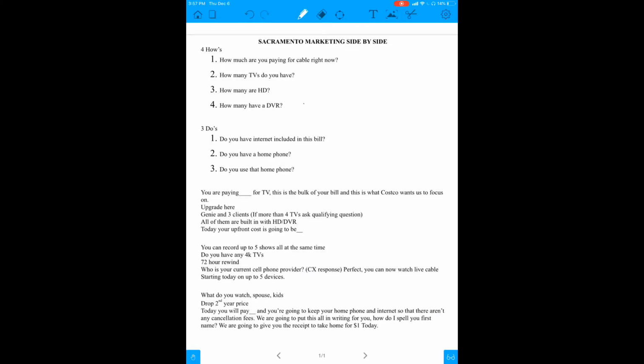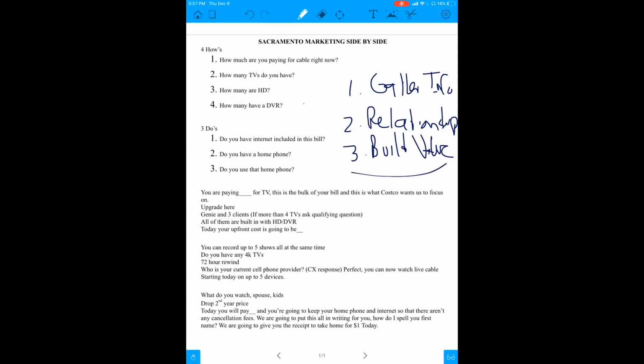All right, guys. So tonight we're going to be discussing how to do a side-by-side presentation. The goal of the side-by-side, guys, is basically three things we're trying to accomplish. Number one, we're trying to gather info. Number two, we're trying to build a relationship because that's important. The quickest way to build a relationship with someone is just getting to know their name. And number three is build value. So these are the three top reasons why we do side by side.